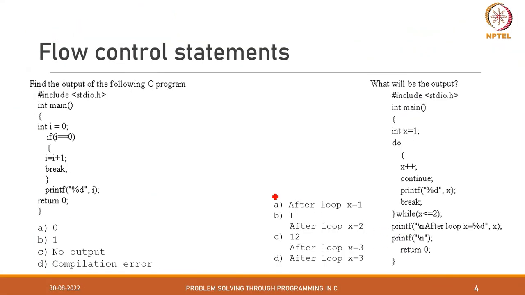Okay, so let's see some more examples for flow control statements. Okay, let's see this question first. So it's kind of straightforward. So what should be the answer for this? We have an integer variable i and we have an if condition, and we are incrementing the value of i and using a break, and then we are printing the value of i. So what should be the output for this particular code?